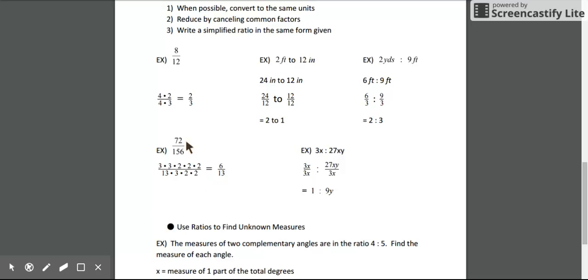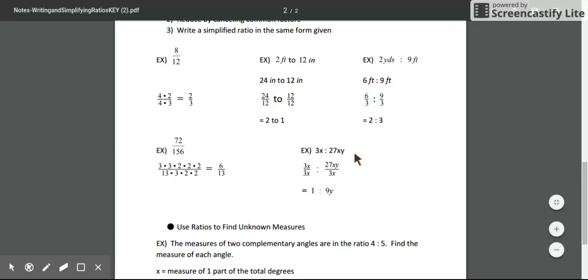You could also divide by the greatest common factor if you know what it is. So as it turns out, 3 times 2 times 2 is the greatest common factor. That's 12. So if you divided top and bottom by 12, you would have got 6/13 much faster.